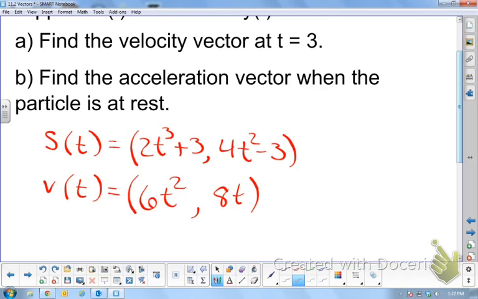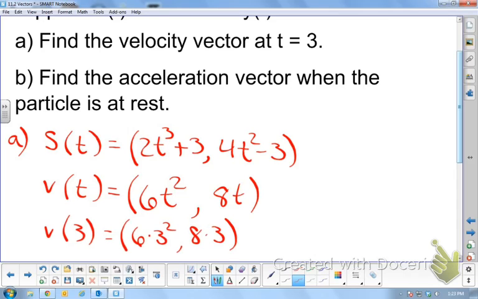t equals 3. Velocity vector at t equals 3. So what do we then have to do to find our velocity vector at t equals 3? Plug in 3. So this is all part A. Velocity at 3 would be 6 times 3 squared, 8 times 3. 6 times 9 is 54. 8 times 3 is 24.